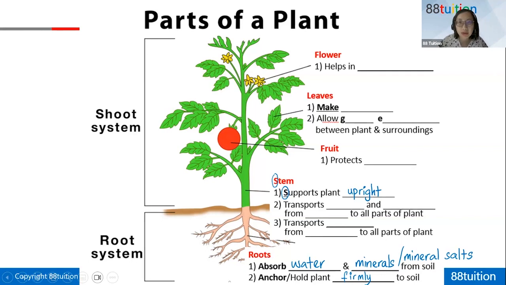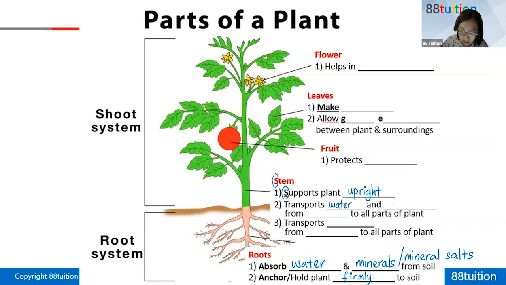All right, how about transport what and what from where to all parts of the plant? Can you type in the chat? Okay, transport water and minerals. All right, so after the roots absorb the water and minerals, it's actually from here, right? Water and minerals are absorbed at the roots. Then the stem will transport water and minerals from where to where? From the roots. Thank you, Kaden. All right, because after the roots absorb the minerals, the stem will be the next one to transport all these things upwards.